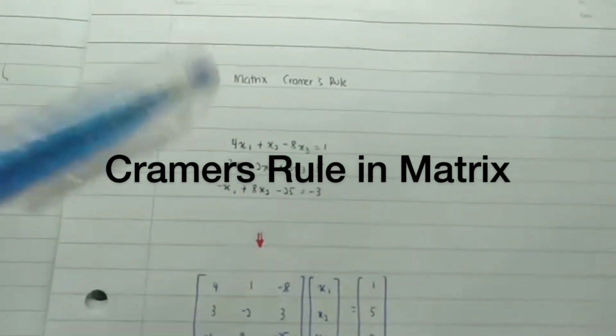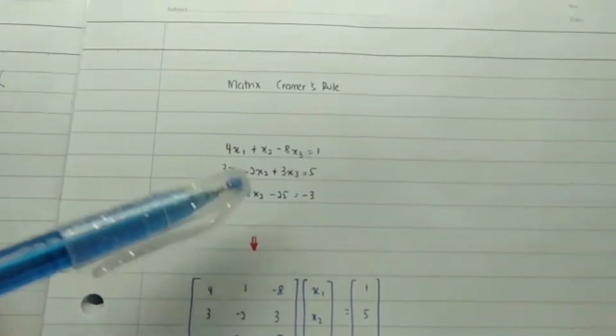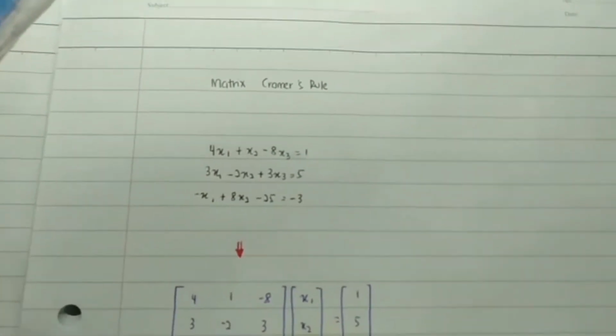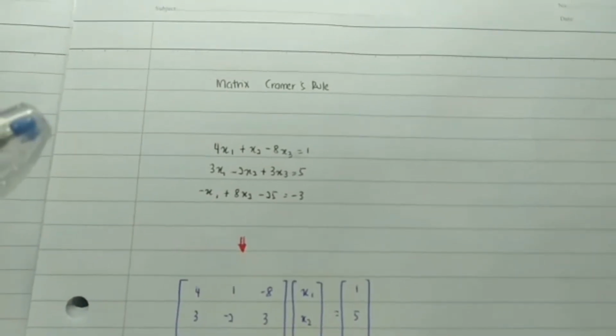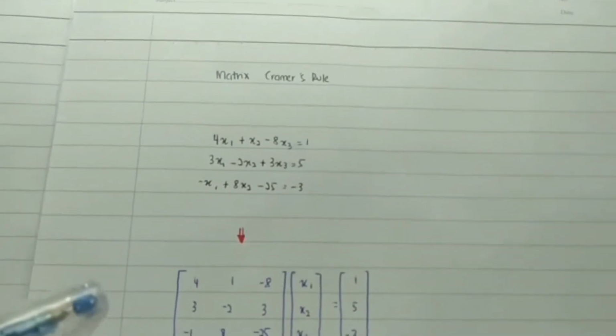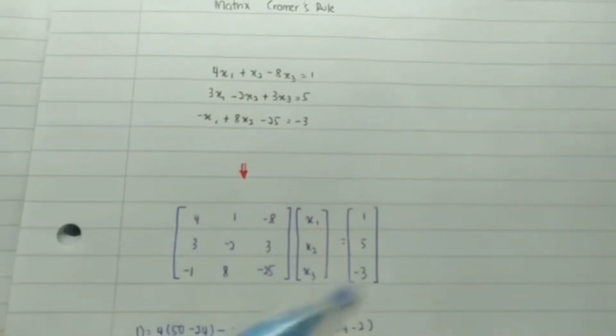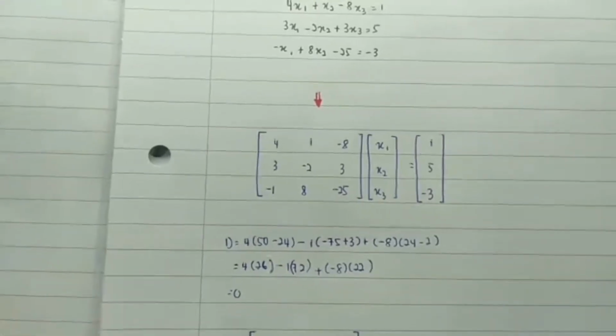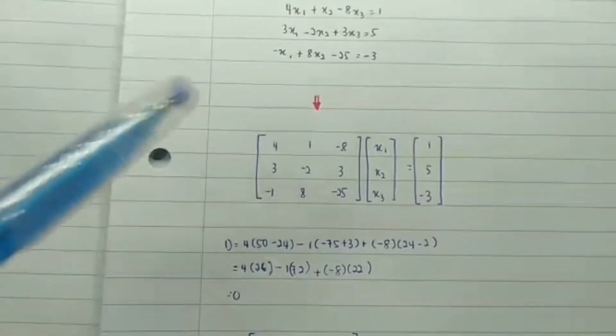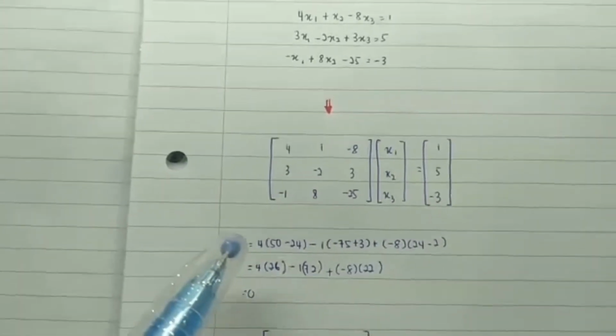Then I'll be showing you how to solve a 3x3 linear equation using Cramer's rule. So we have this equation here. The first thing that you need to do is write down the coefficients so that it becomes like this. Then you have to compute the determinant. So take the first one, which is D.